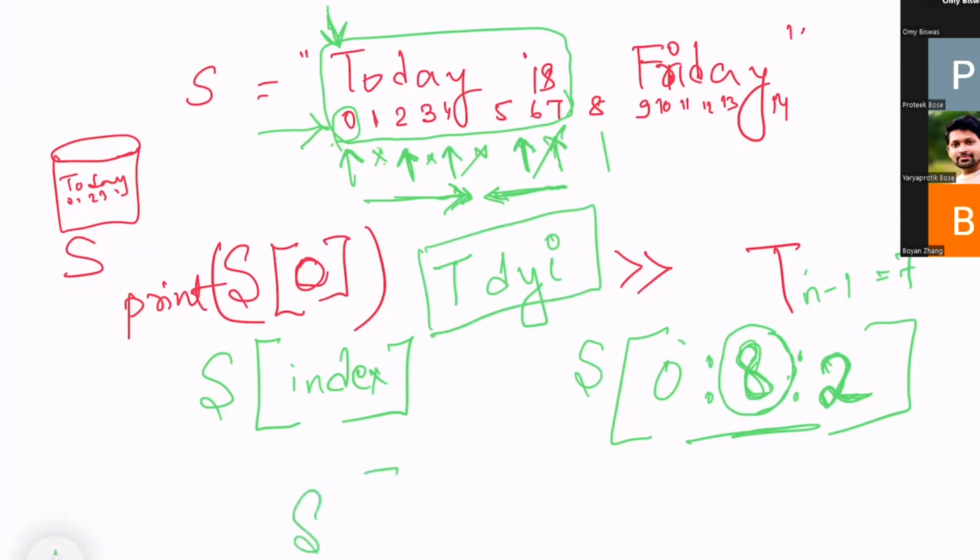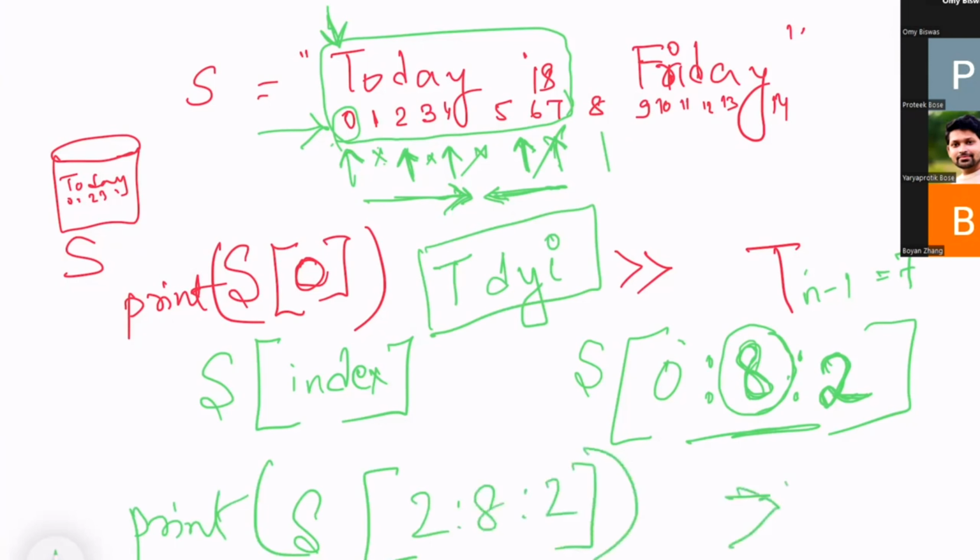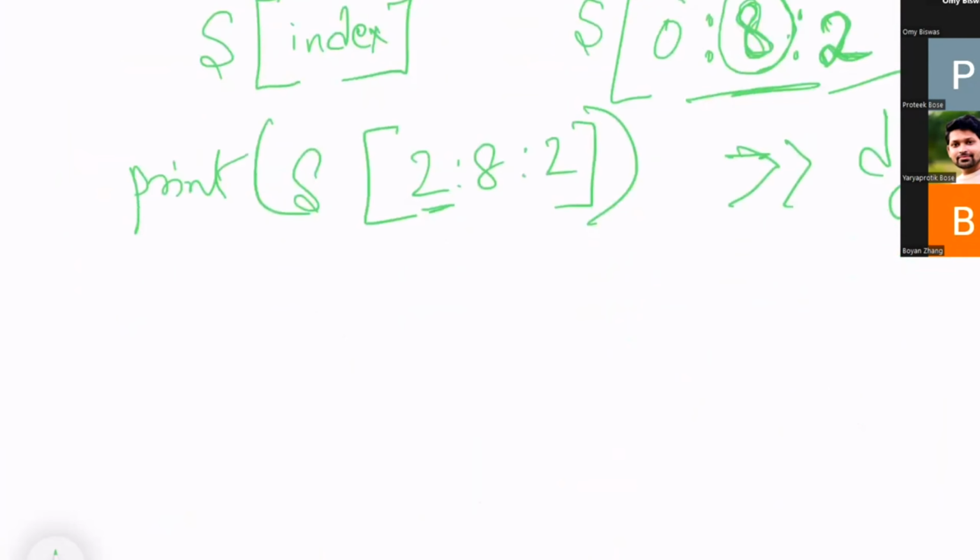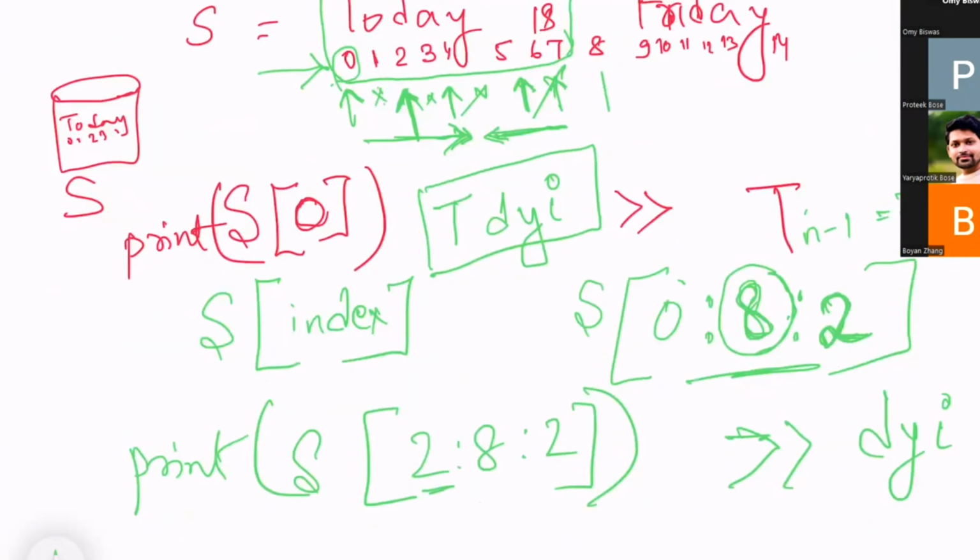And if you are printing the slice as 2, 8, 2, it will give you DYI, because it starts from 2. That means it starts from here. So let's say S equal to, okay, same, today is Friday.